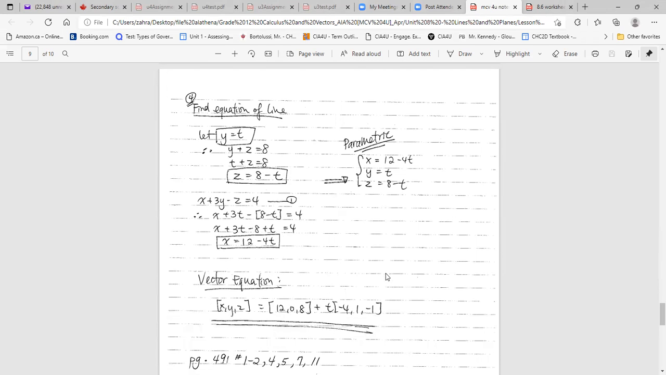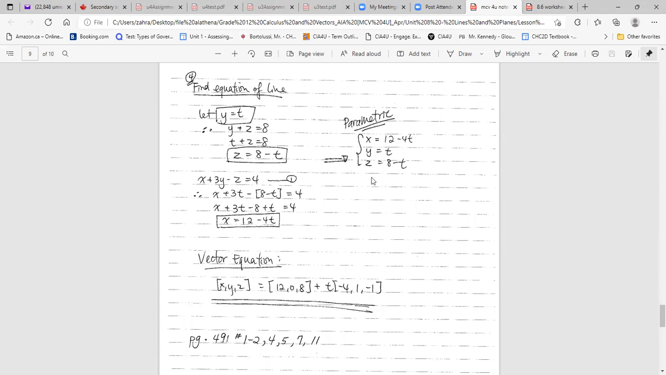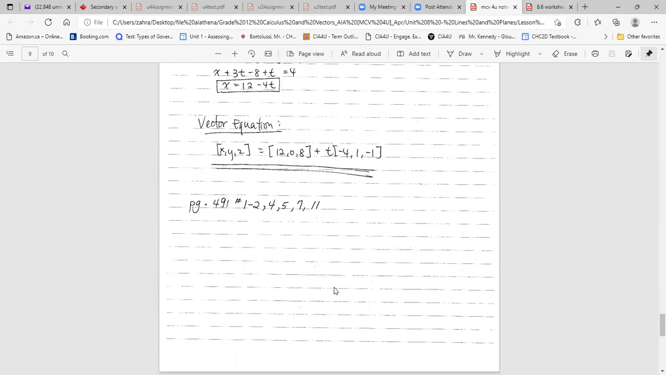Then you can write the vector equation of that line. So here it would be 12, 0, 8 as a point. And the directional vector is going to be -4, 1, -1. The directional vector is multiplied by t.